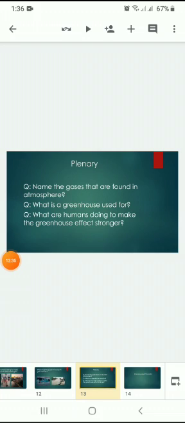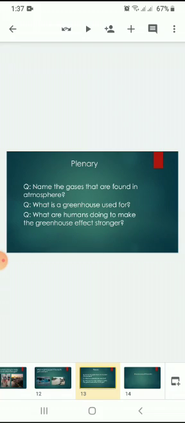So, students, it's time to ask the plenary questions. Question number 1: name the gases that are found in the atmosphere. I'm going to repeat: name the gases that are found in the atmosphere. Question number 2: what is a greenhouse used for?